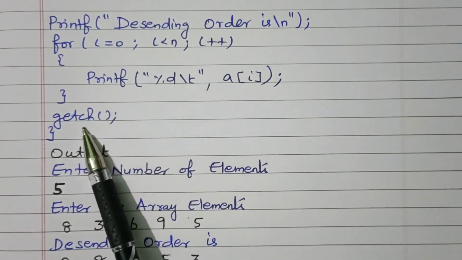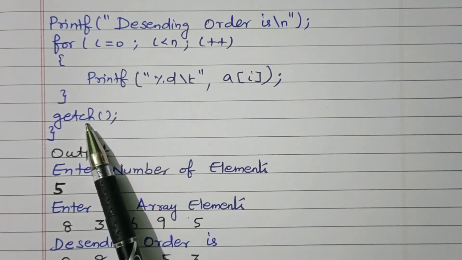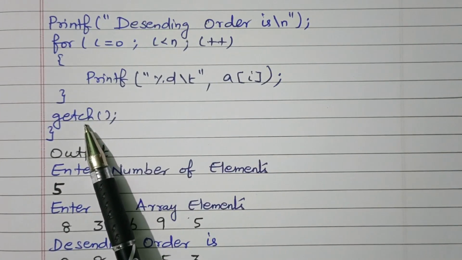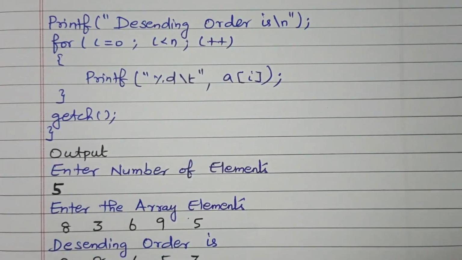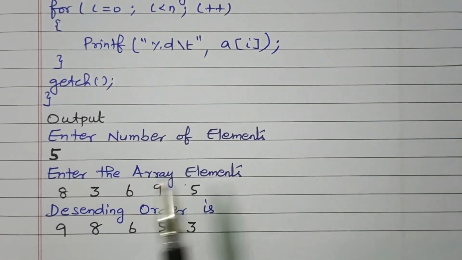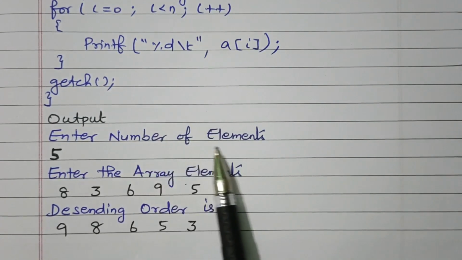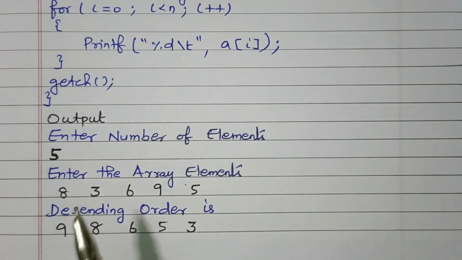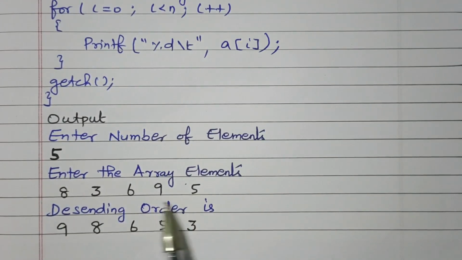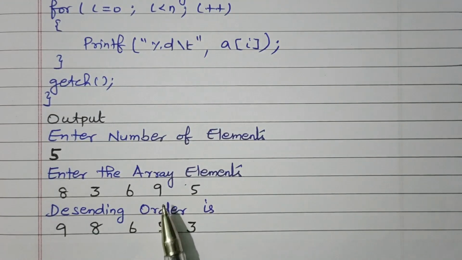Getch is used to get a character from the user, until then we can view the output. Then close the program. Right. Now we'll see the sample output. What is the output of this program? Enter the number of elements: 5. What we discussed in the example, same 5. Enter the array elements: 8, 3, 6, 9, 5. These numbers are also the same as what we discussed earlier.